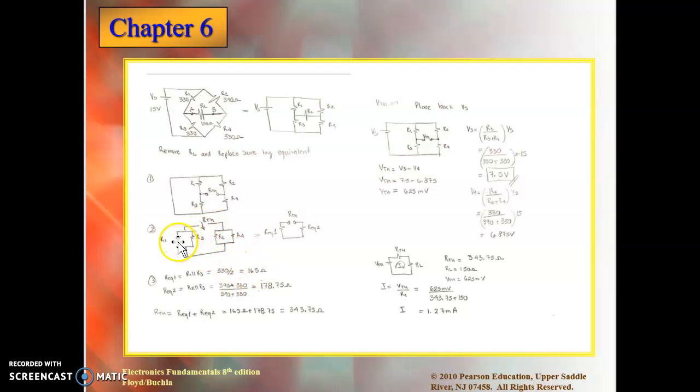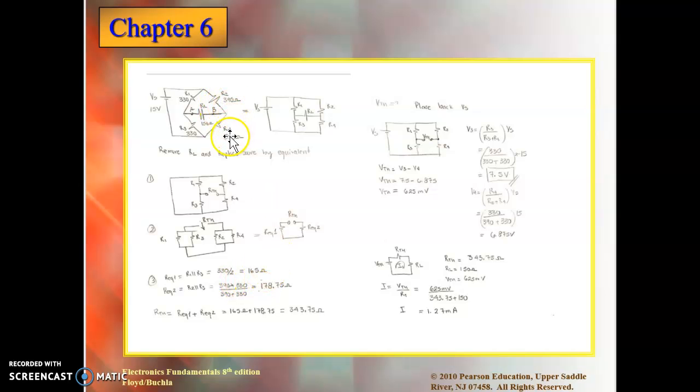R Thevenin is just the parallel combination of R1 and R3, and the parallel combination of R2 and R4. So this is going to be my R equivalent 1, R1 parallel with R3. R equivalent 2 is R2 parallel with R4, excuse me. So for R1 and R3, both of them are 330, so I can just divide by 2 to get my equivalent.